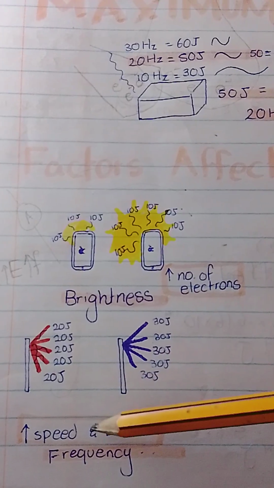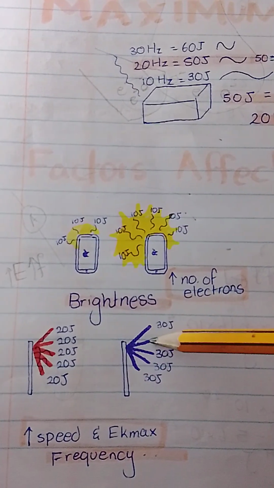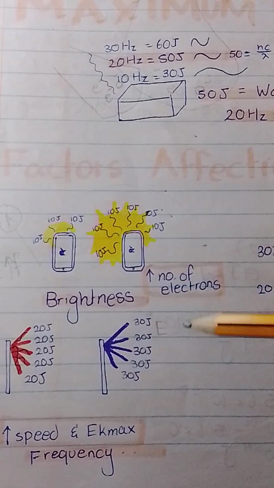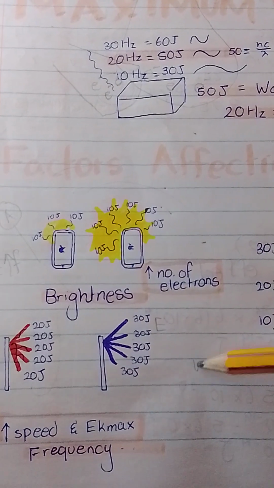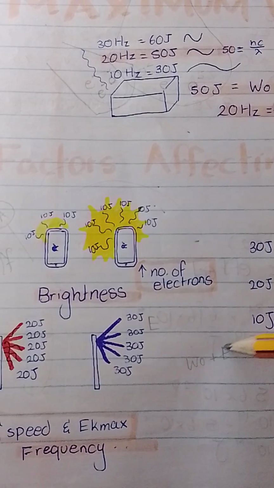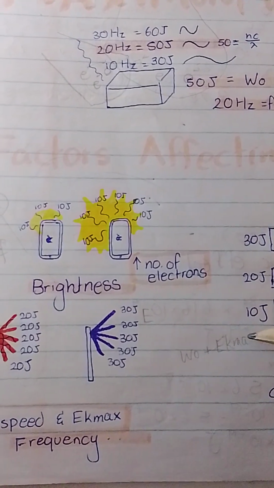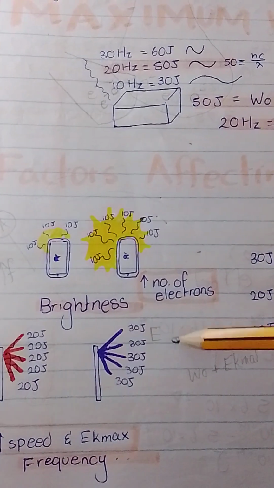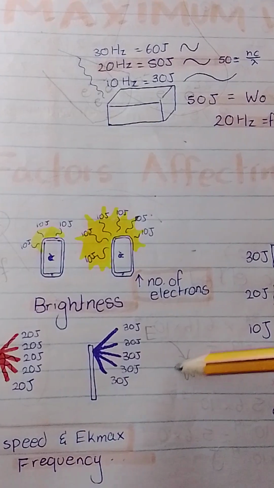So if you change the frequency to a higher frequency, there's going to be a larger energy coming from the light. More energy means, with the work function remaining constant, there's going to be a larger EK max, which is the speed. So more energy, there'll be less energy gone because of the threshold frequency.